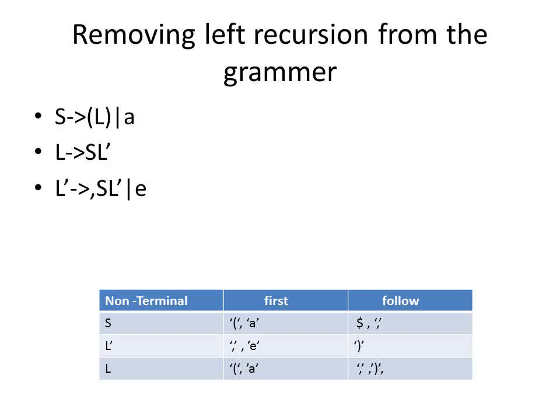In order to construct the LL1 parser, we have to remove left recursion from the grammar. Left recursion occurs when the first symbol of a production of a non-terminal is the same as the non-terminal. For example, in the previous slide, L tends to L comma S. So to remove left recursion, we get this new grammar. Now generating the first and follow for the non-terminals in this grammar, the table is presented as follows. The first for S is open bracket and a, and the follow is a dollar symbol and comma. Similarly, the first and follow for L and L dash are given.